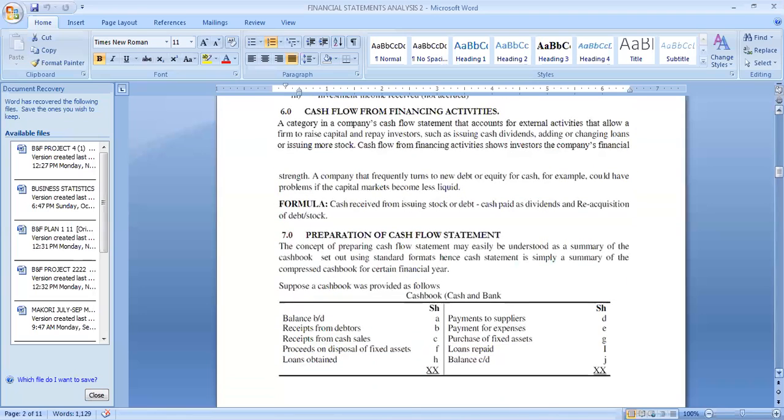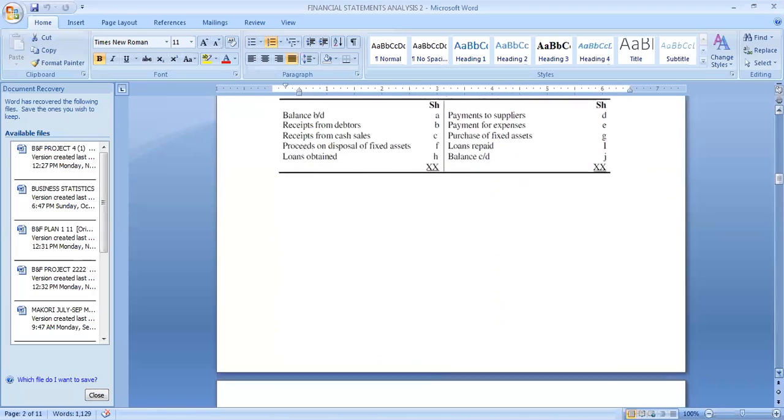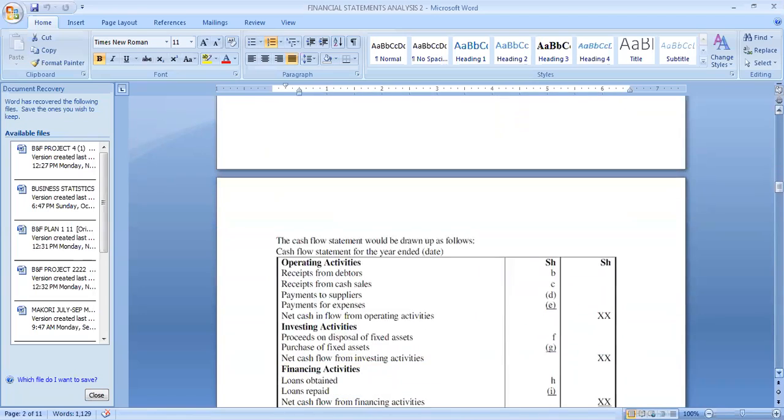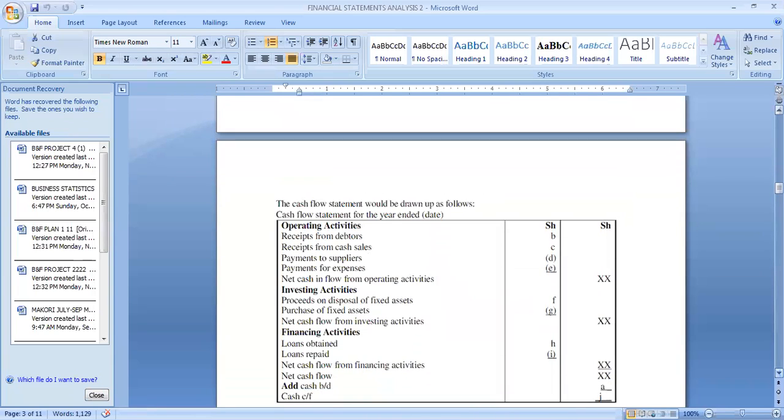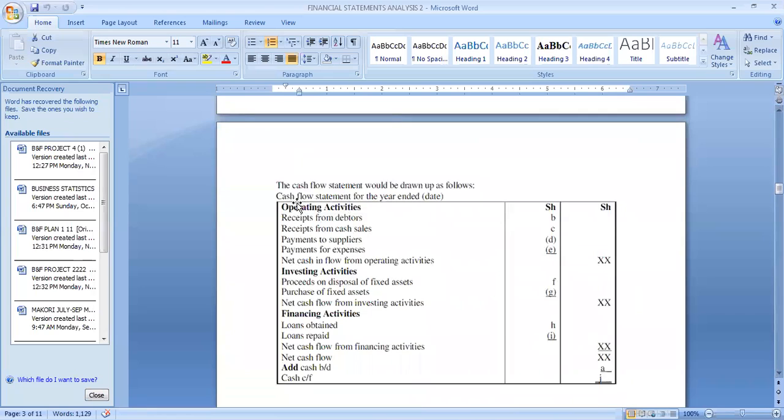Having noted that, maybe I can simply go and talk about the approaches used in preparing the cash flow statement. We normally have those three segments. We have cash flow from operating activities. If it is a receipt, it is then positive. If it is a payment, it is negative. You will find here a receipt from debtors, that is money coming in. It is normally a plus. Receipt from cash sales, it is money received, it is a plus.